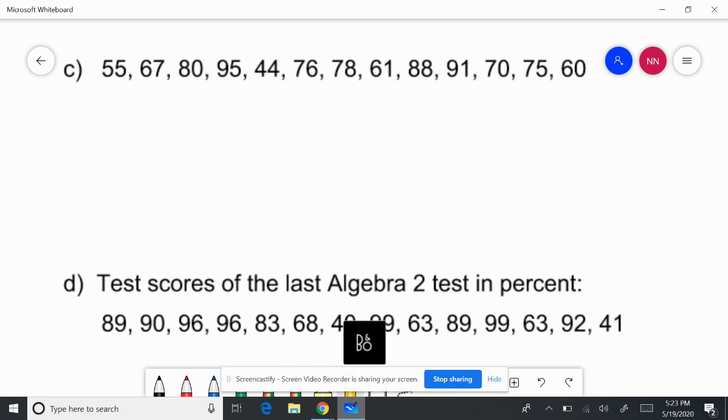We're going to continue with box plots or box and whisker plots. With this next set of data, what we notice is that the numbers are not in order. So the first thing that we want to do is put them in order. So the first number that we have is 44.